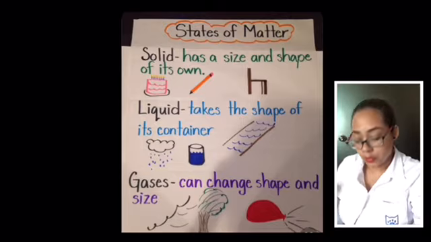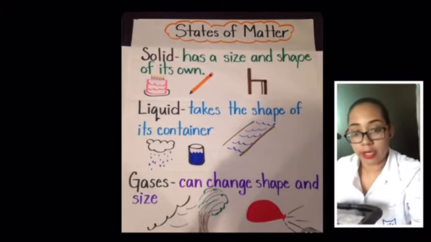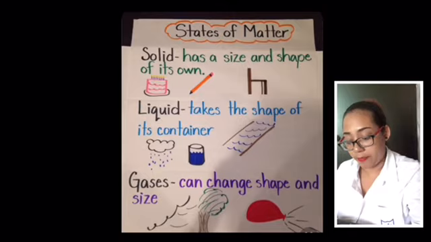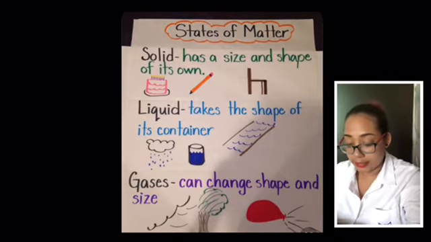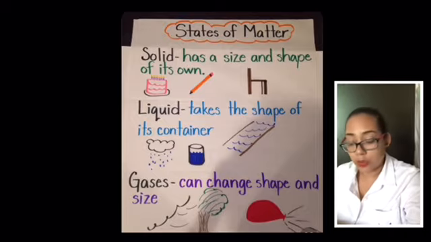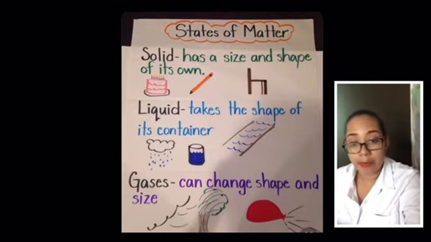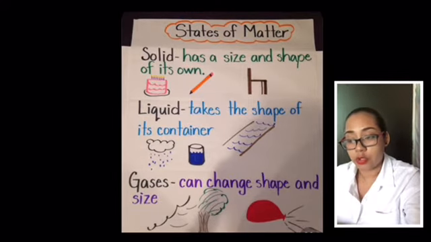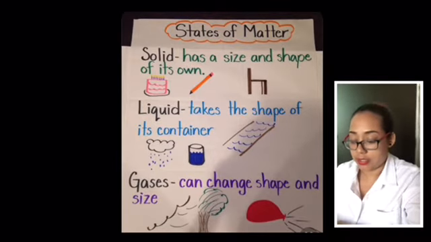Okay, if you observe right here, you have an image that says states of matter. The solid has a size and shape of its own. For example, a solid could be a cake or a pencil or a pen. A chair, an iPad is solid. Everything that is hard and rough to touch, that is firm and won't move easily.